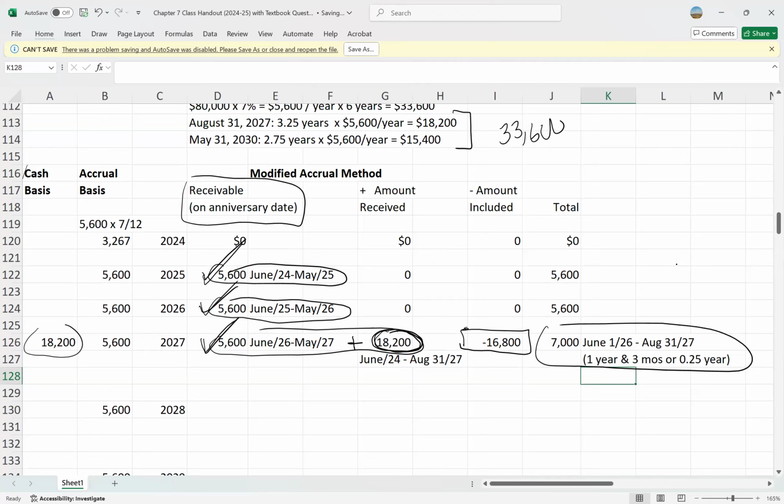Any questions about the 2027 year? So if you think about it, it's basically 5,600 plus 0.25, so 5,600 times 0.25, that's going to be 1,400. So that's what those 3 months is worth, the 1,400.